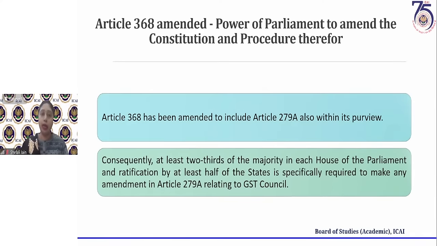Then at least half of the states have to ratify that particular amendment in Article 279A, because GST Council is the most important body in the GST law. So if we have to make any change in the provision relating to GST Council in the constitution, then we require this amendment to be passed in both the houses of the parliament with two-third majority, plus half of the states have to ratify that amendment, then only that amendment will become effective. So with this, we come to an end in the constitutional provisions. But before that, I will see the queries.